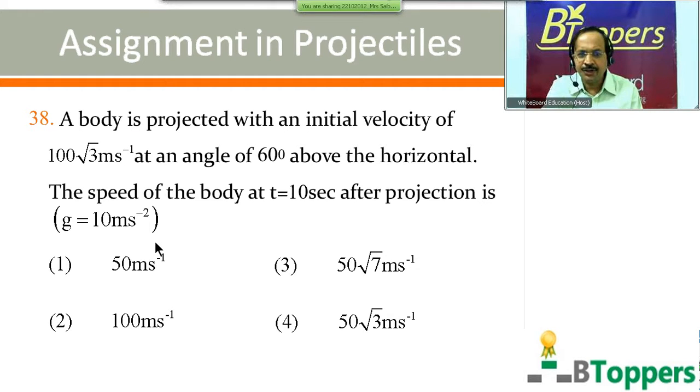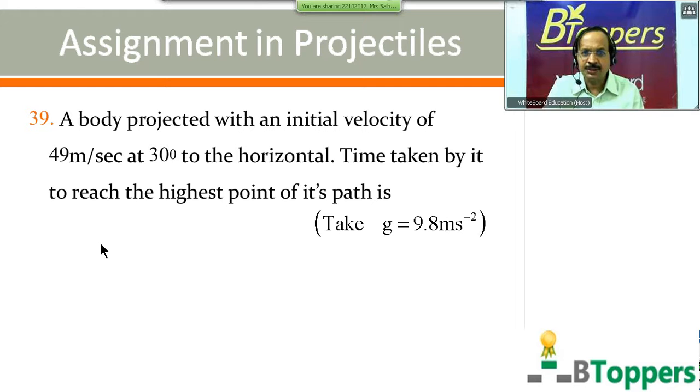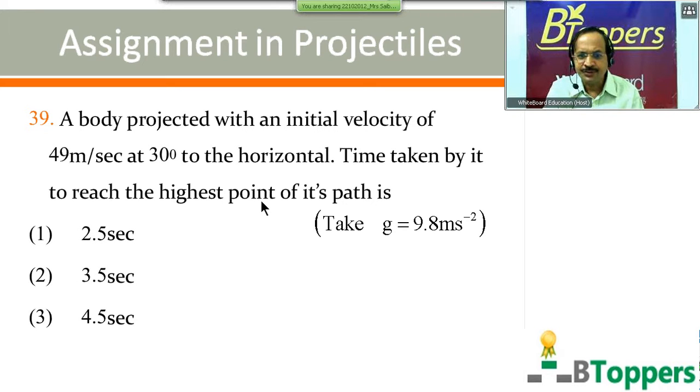In case you need more time to answer the question, you can take a pause and take your time. I would like to show you the next question on the screen. Question number 39. A body is projected with an initial velocity of 49 meter per second at 30 degrees to the horizontal. The time taken by it to reach the highest point of its path is. You have to take g as 9.8 meter per second square for this question. Come on, try the question.